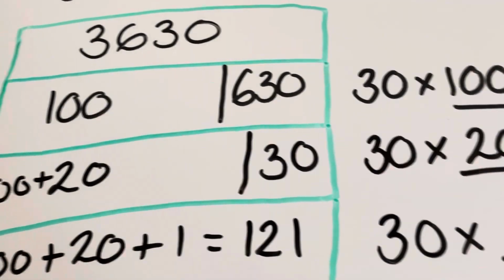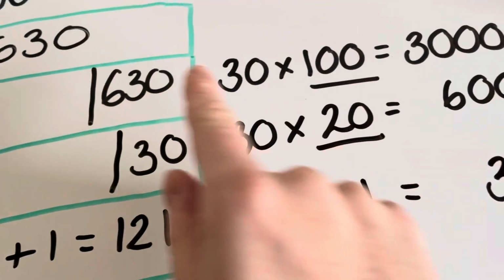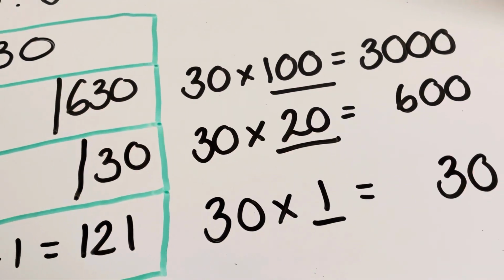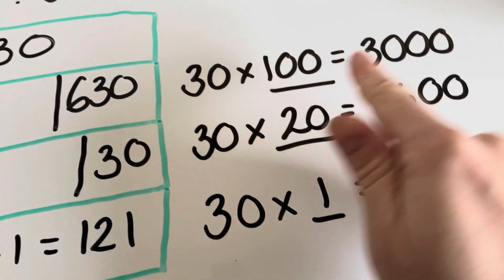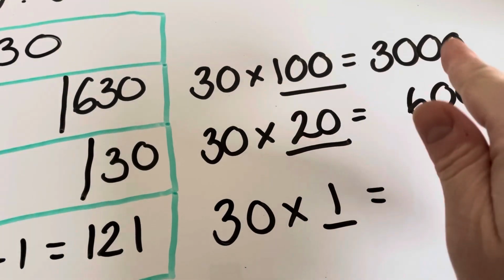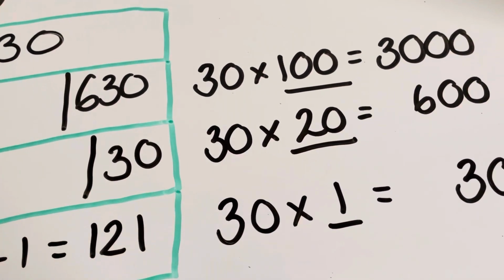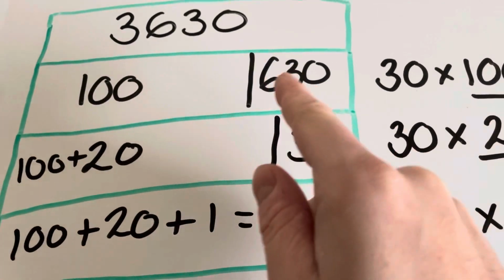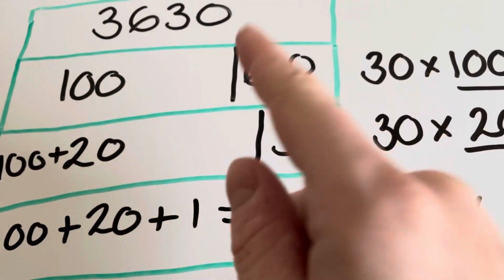Let's have a look at the workings then. So you can see I started off by thinking what's the biggest chunk I can take away. So I decided I'm going to take away 100 chunks of 30. 100 times 30 is 3,000. This is going back to what we did in class when we did multiplying by 10, 100 and 1,000, 3,000. I took that away, that leaves me with 630.